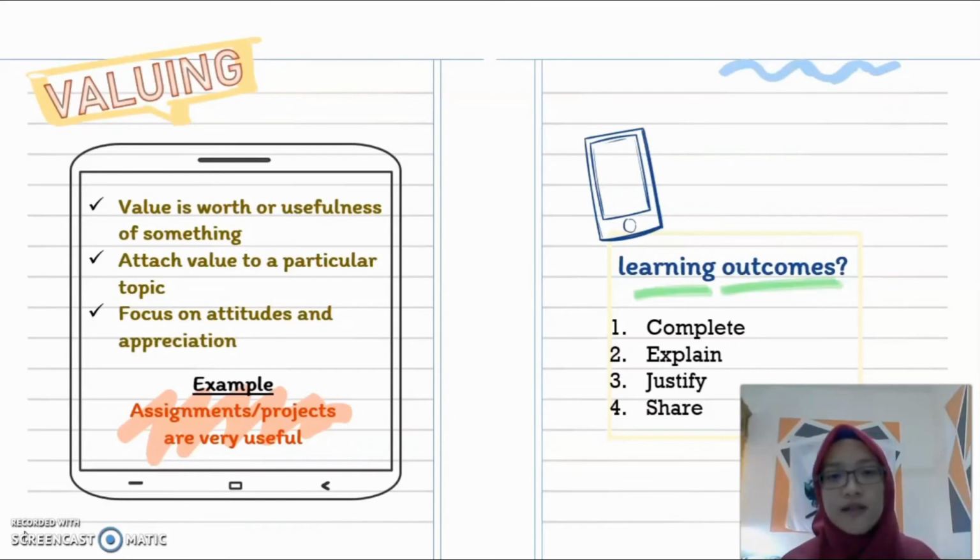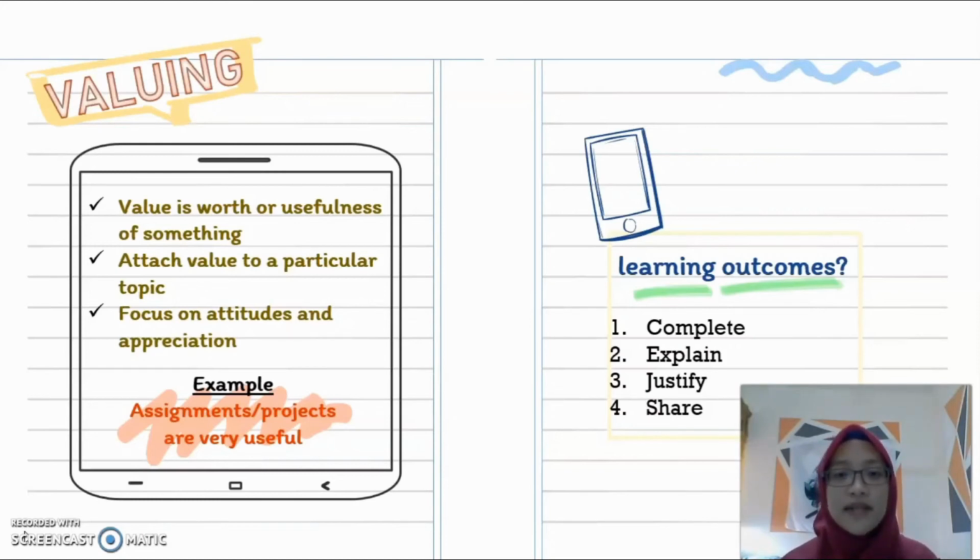For example, students consider the subjects or topics that had been taught during the class session as something important, and they feel from the inner side, from the deepest part of their heart, that the subject's activities such as the assignments, projects, quizzes, or any task given by the teachers are very useful, valuable, and also beneficial for the future, especially for the grading. Alright, because of that, the valuing level is focusing on attitude and appreciation.